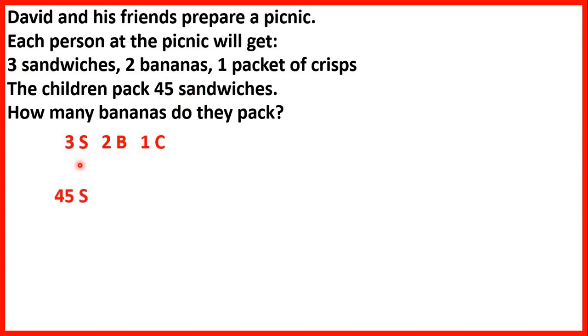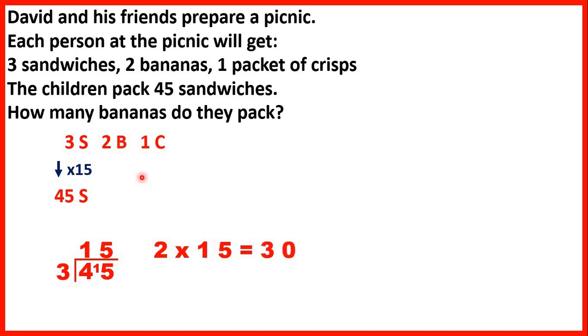So to work out how many children there are, we need to think 3 times what is 45. Well, if we divide 45 by 3, we get 15. So 3 times 15 is 45. And if we do the same to our 2 bananas, so multiply by 15, that gives us 30. So they pack 30 bananas.